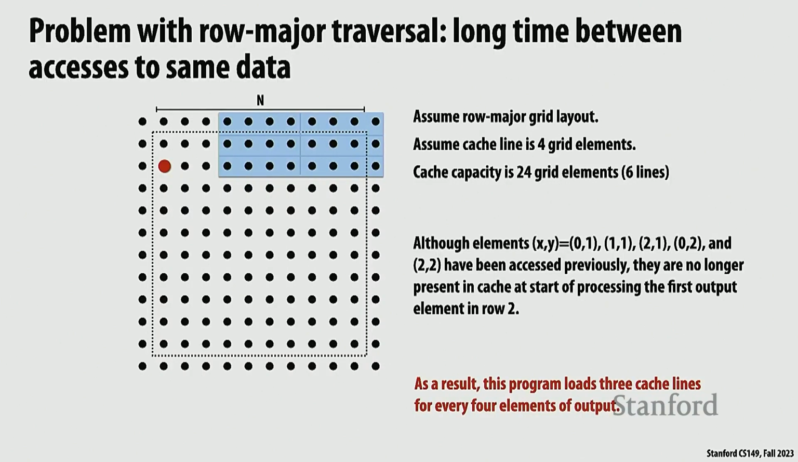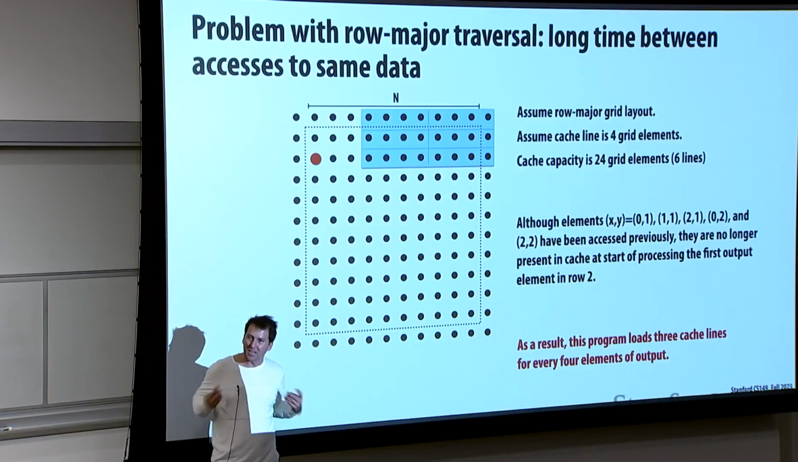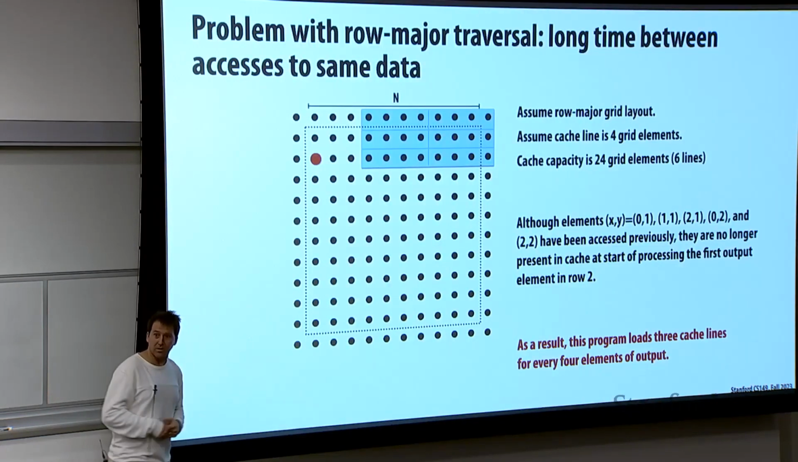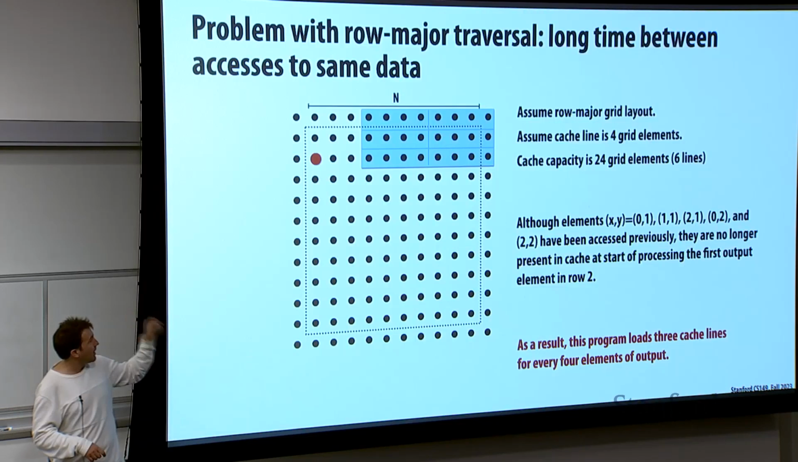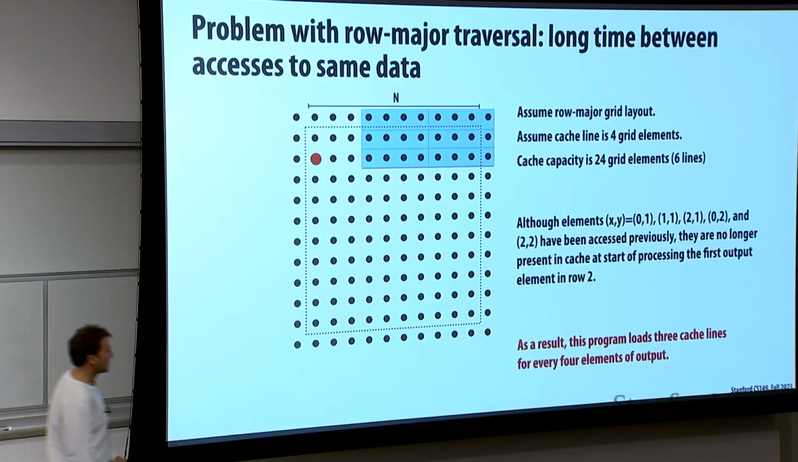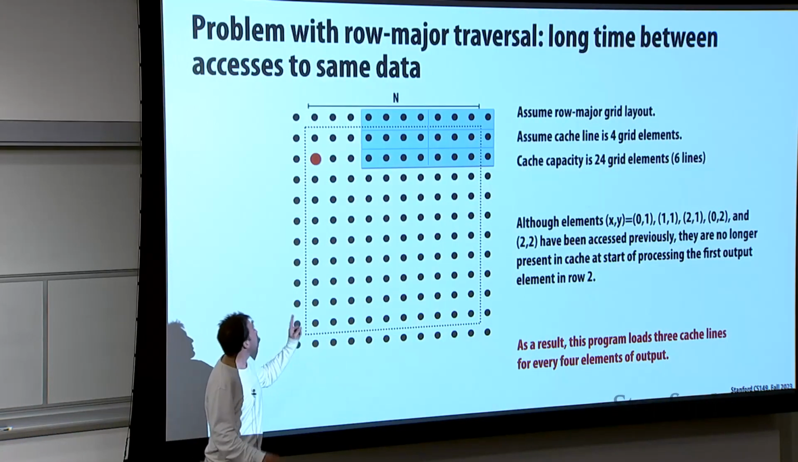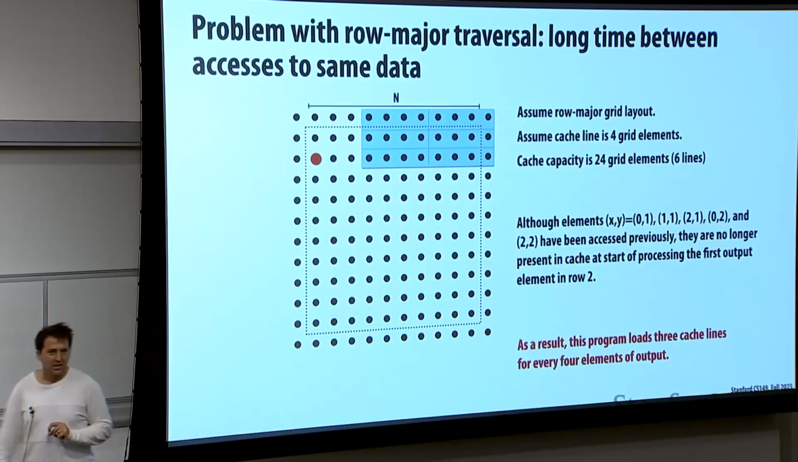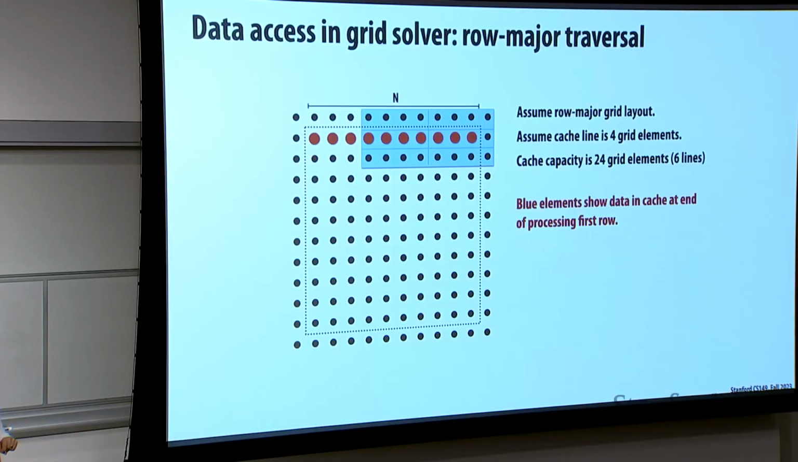Like, theoretically, I loaded that data, and if I had some magical cache, I'm not communicating it back to the processor again. But if you actually looked at this program, you would say, no, I'm taking all these cache misses every single time I touch data, right? So if you look carefully, for every 4 elements of output, I load 3 new cache lines. That's one way to think about it. That's probably easier to see here.